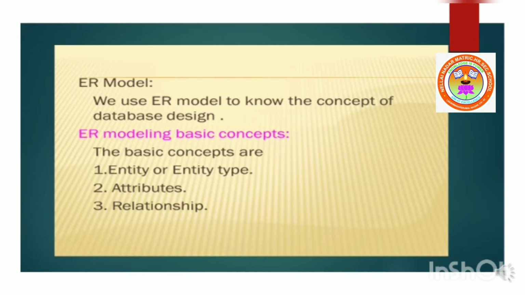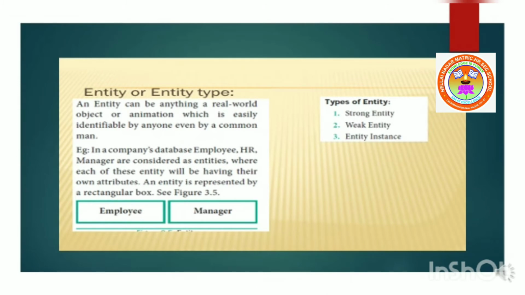So the ER modeling basic concepts. The basic concepts are entity or entity type, attributes, then comes relationship. Okay. Entity or entity type. An entity can be anything, a real world object or animation which is easily identifiable by anyone, even by a common man. See, for example, if you take company database, like employee, HR, manager are considered as entities.